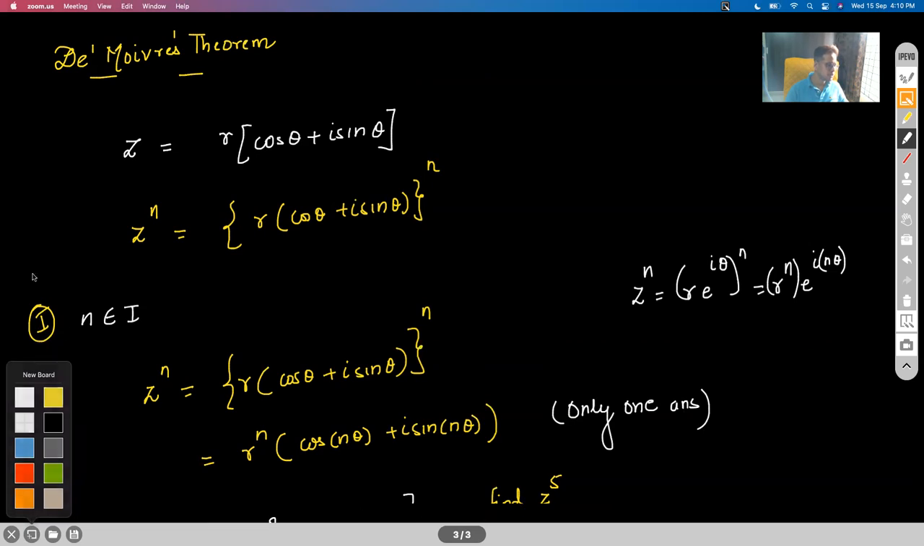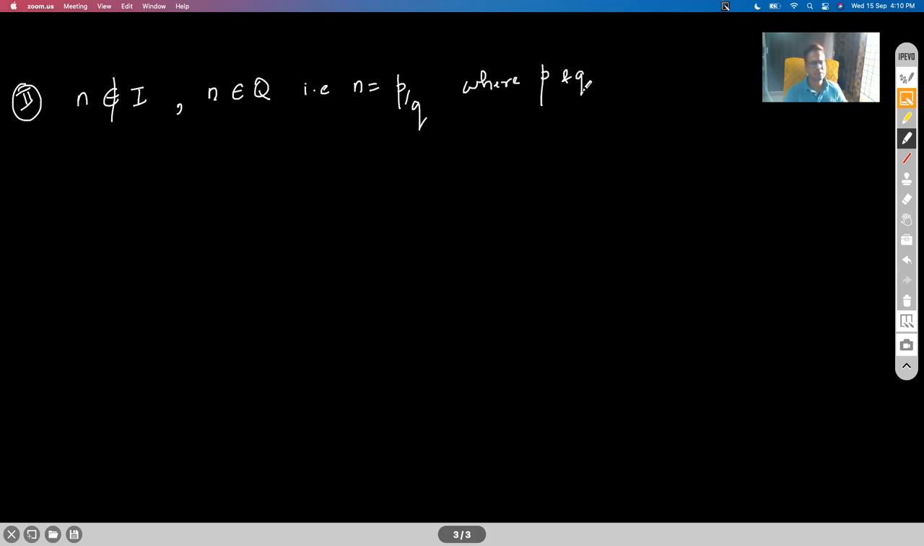Now we'll be moving towards the second case, where your n is not an integer. Rather, n is a rational number. That is, n is of the form p by q, where p and q are integers. Now, I will not be going into the proof of this. I'll be directly stating the result, because proof is not going to be required in any form or shape, neither in JEE Main nor in JEE Advanced.